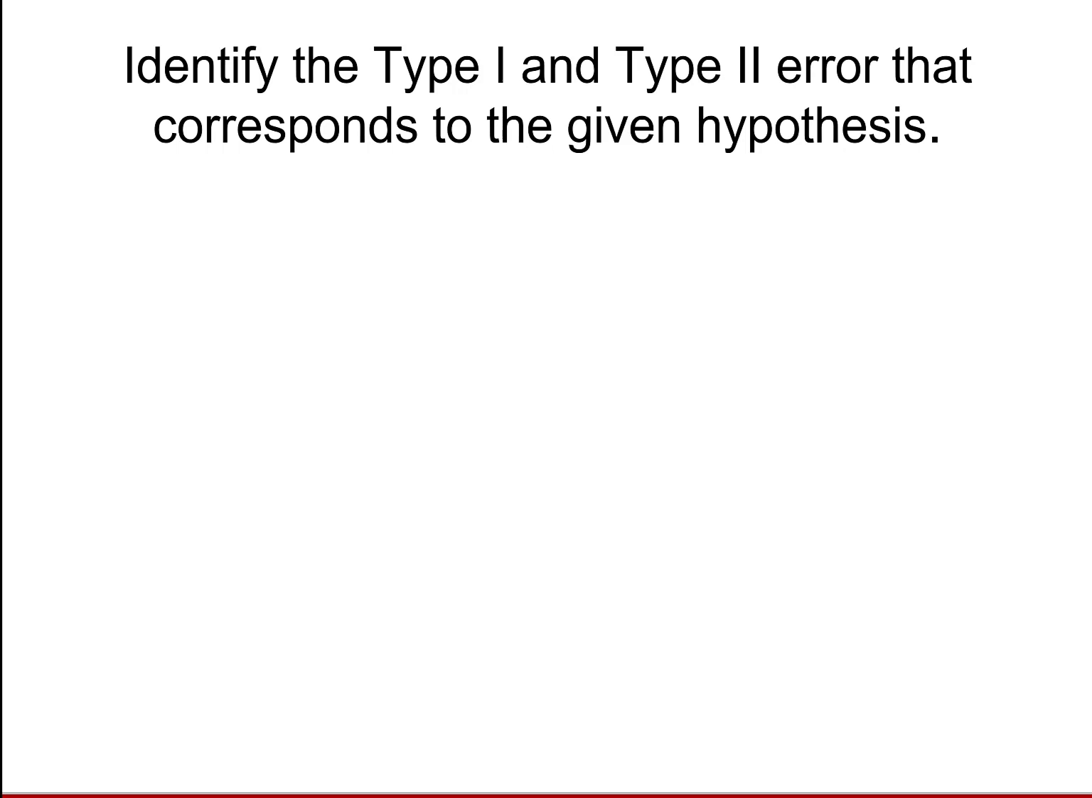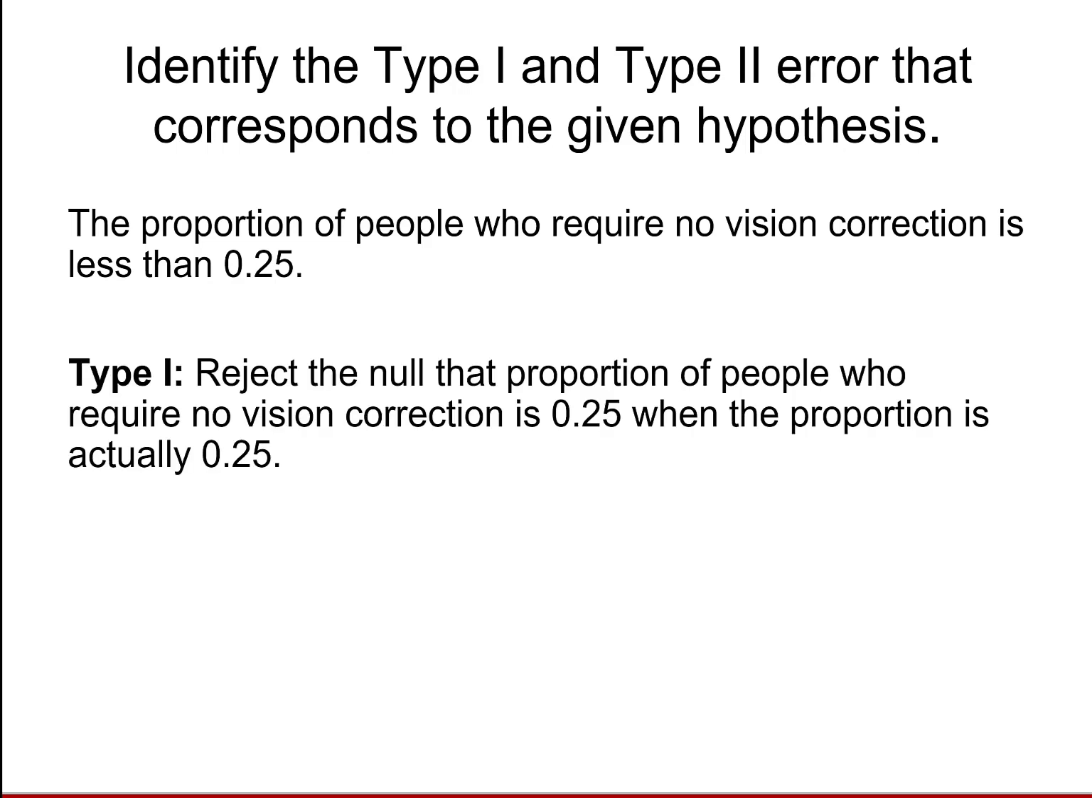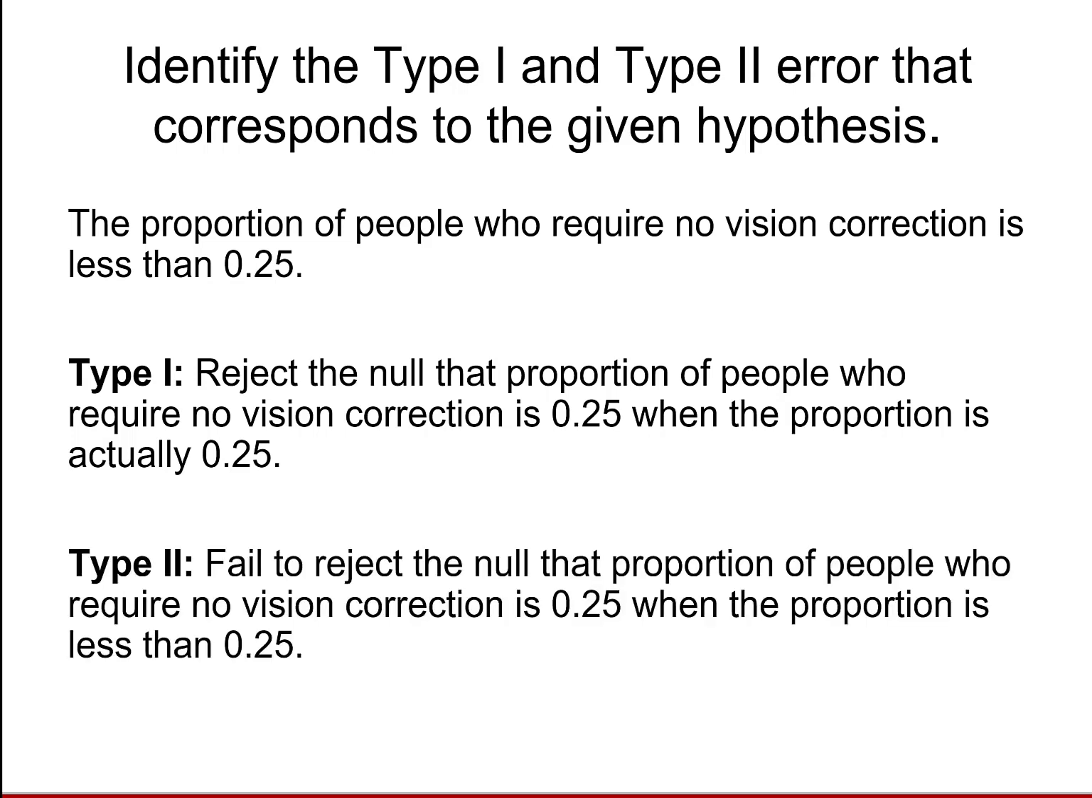Identify the type 1 and type 2 error corresponding to the given hypotheses. The proportion of people who require no vision correction is less than 0.25. The type 1 would mean we reject the null that the proportion of people who require no vision correction is 0.25, when in fact the proportion is actually 0.25. Type 2 would be to fail to reject that the proportion of people who require no vision correction is 0.25, when in fact that proportion is actually less than 0.25.